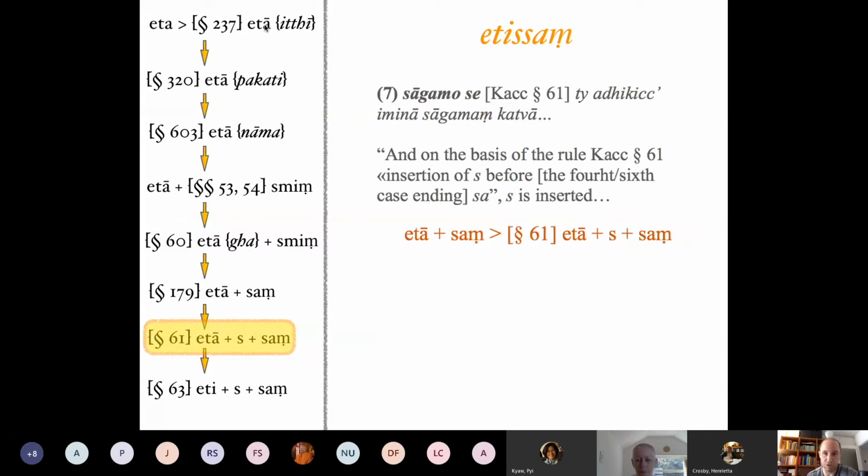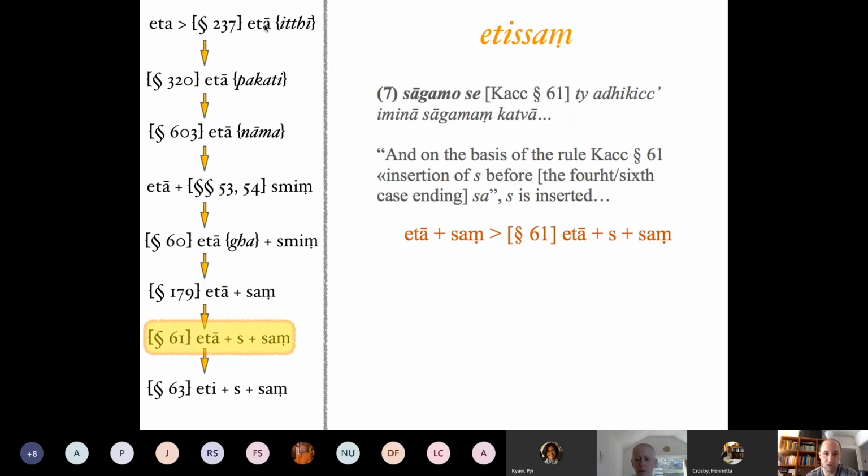We are almost done with the formation of the word, but there's yet another rule that we have also seen, which is Kaccāyana 61, sagamo se. And that rule, as you probably remember, provides for the augment or the insertion of the sound S before the case ending, here the original one is for the sixth case ending. In this case we add the S before sam, and we obtain the form etas sam for the sixth case ending. In the commentary, actually, he should probably mention some other rules, but the insertion of S comes from Kaccāyana 61. And then we would have the form etas sam with double S, which is correct already.